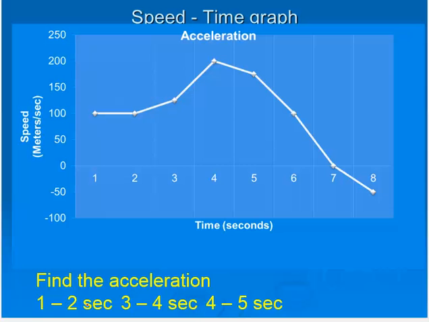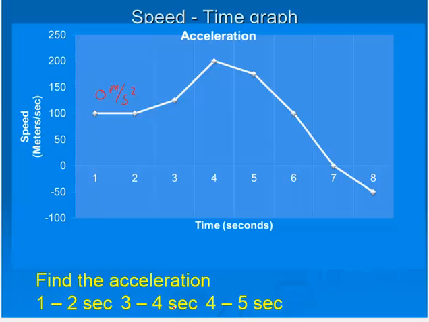So if I look between 1 and 2 seconds, well this one's an easy one because it's a flat line. So what kind of slope do I have here? 0 meters per second squared. The reason is it's flat. At 1 second, the person was going 100 meters per second. At 2 seconds, he's still or she's still going 100 meters per second. So they have not accelerated, not at all.